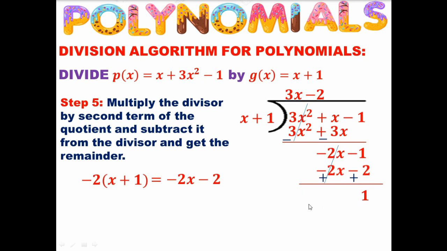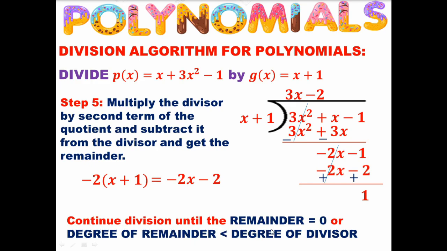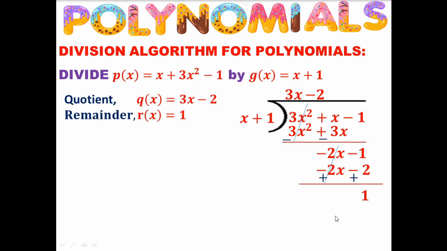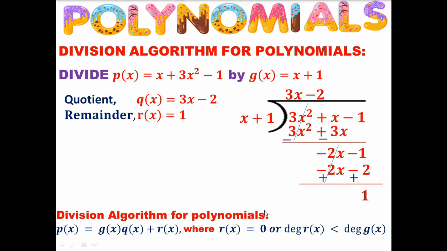Now you cannot proceed further because I can continue division only till I get remainder 0 or degree of remainder is less than the degree of divisor. In my case, the remainder here is 1, whose degree is 0. It's a constant polynomial, so its degree is 0. And the divisor here is x plus 1 whose degree is 1. So the degree of remainder 0 is less than degree of divisor 1. So I'll stop the division here. I cannot further divide. So stop the division and conclude that the quotient is 3x minus 2 and the remainder is 1.